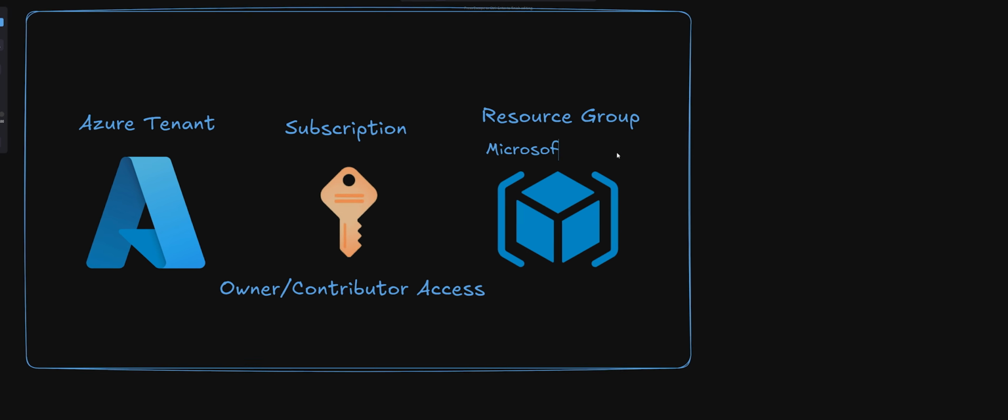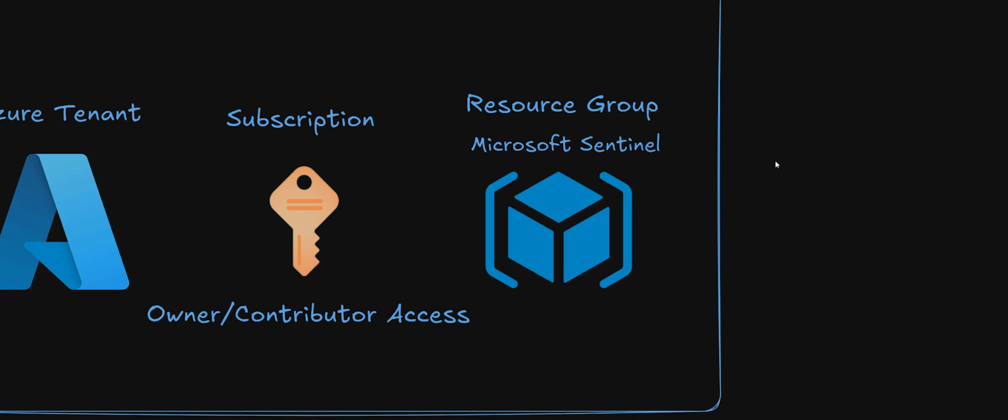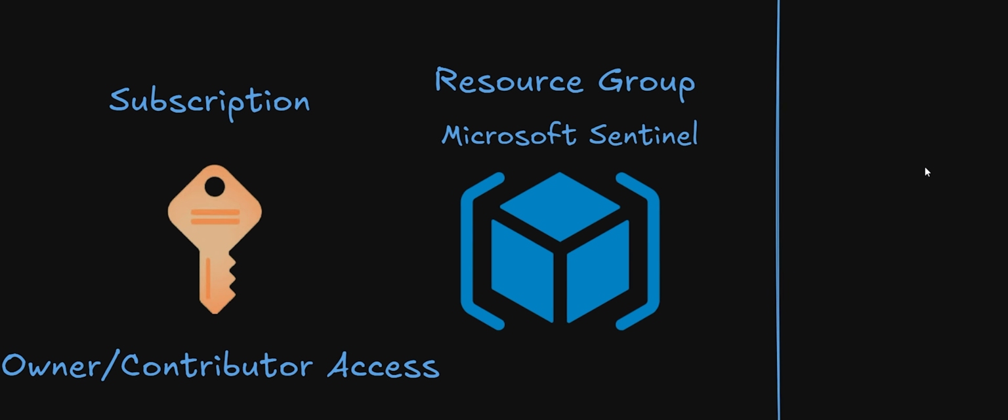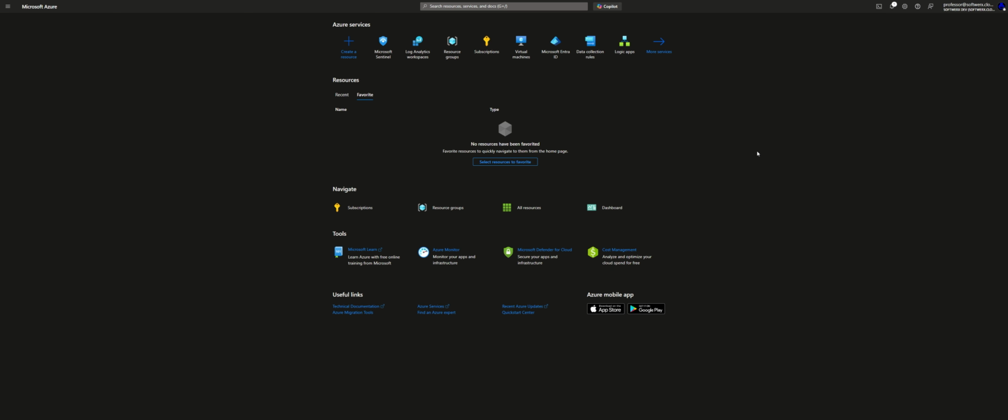An important thing to note: always separate your resources. Your Sentinel instance should go into a new resource group instead of using existing ones. Now let's jump into Azure and create our first Sentinel instance.